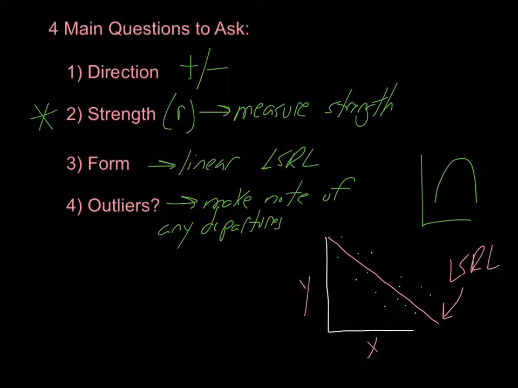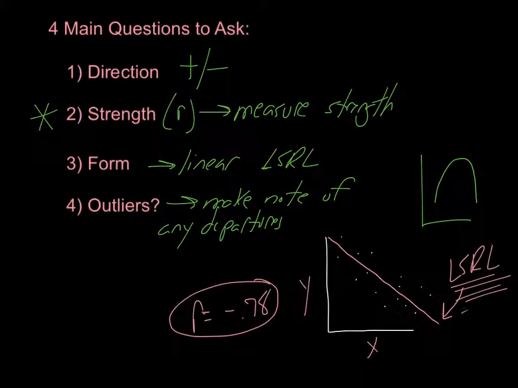The strength, if I'm looking at this, there's an obvious pattern. It's obviously not a perfectly straight line, but I would say our strength here is fairly strong. This may have a correlation of, let's say, I don't know, negative 0.78. Okay, so it's fairly strong correlation. The negative, by the way, whenever I write this number down, is just dictating that direction once again. The form, a line seems to represent this data pretty well, so I'm going to say this is linear, so that's why a least squares line is appropriate.